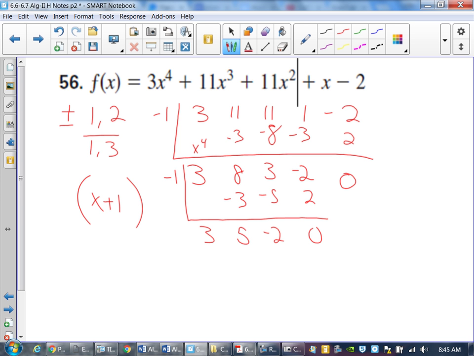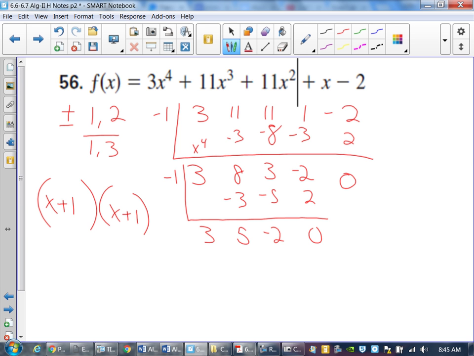So if negative 1 is a 0 again, that just means it's a repeated 0. It's a repeated 0, so I'm going to have 2 x plus 1s. Which means on the graph, what happens with this polynomial? It changes directions at negative 1. That's all it means. Okay.